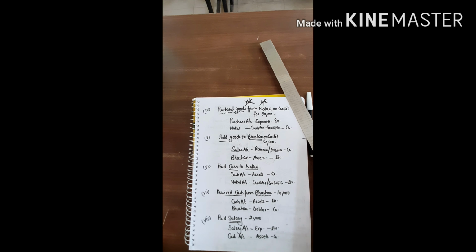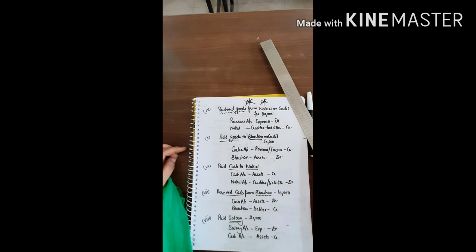Now the fourth transaction is purchase goods from Nakul on credit. नकुल से आप गुड्स खरीद रहे हैं क्रेडिट पे. So two accounts are affected here, the first one is your purchase account and the second one is your Nakul account. Purchase account is your expense, so it will get debited, and Nakul is your creditor in terms of liabilities, so an increase in liabilities will get credited.